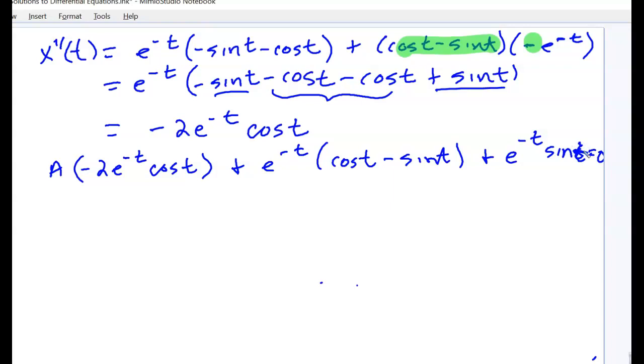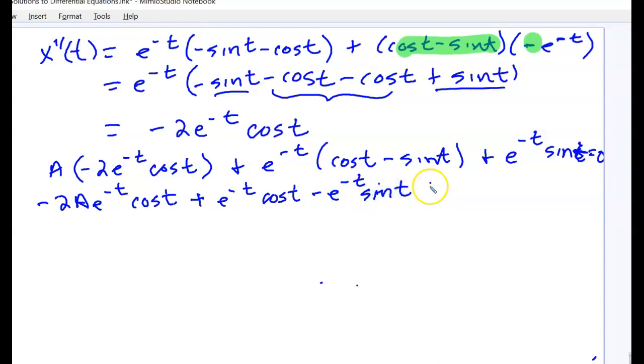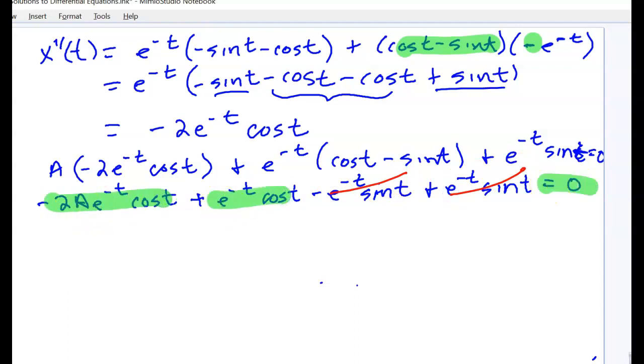Okay, so now if I multiply these together, I get negative 2a e to the negative t cos t. If I distribute the e to the negative t here, I'm going to get plus e to the negative t cos t minus e to the negative t sine t plus e to the negative t sine t, and this all equals 0. Well, these two guys are going to cancel out. So now I'm left with two terms equaling 0.